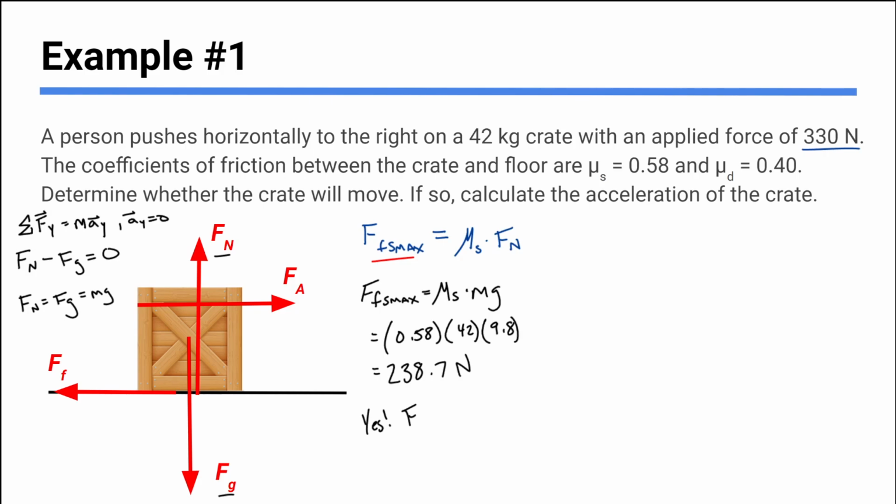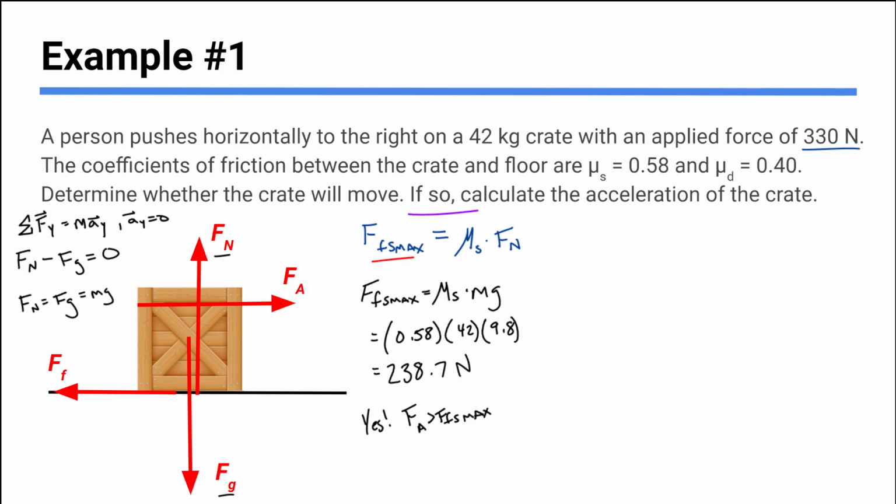We can give some kind of justification. Let's say the applied force, Fa, is greater than the static max force of friction, so it'll move. That's a good enough justification. So it will definitely move. Okay, part 1 done. Now part 2: if so, calculate the acceleration of the crate.